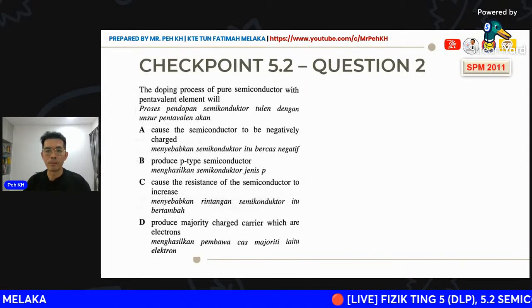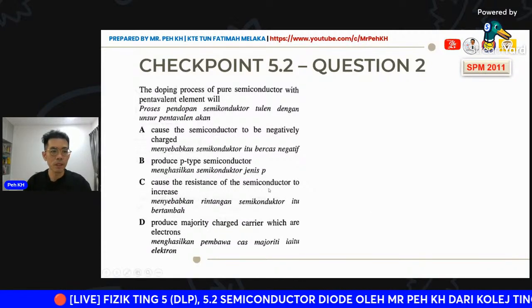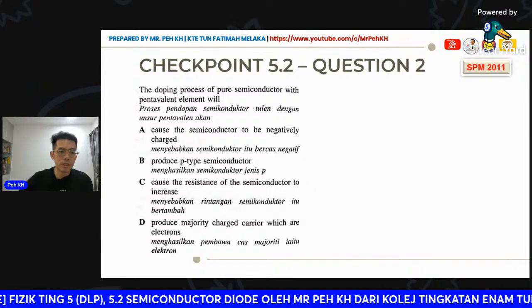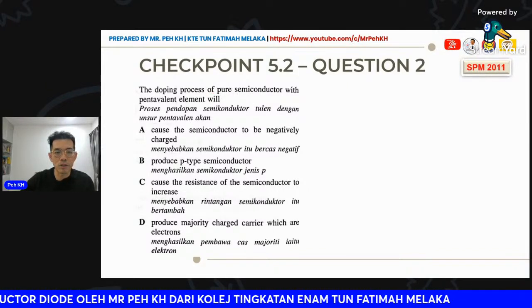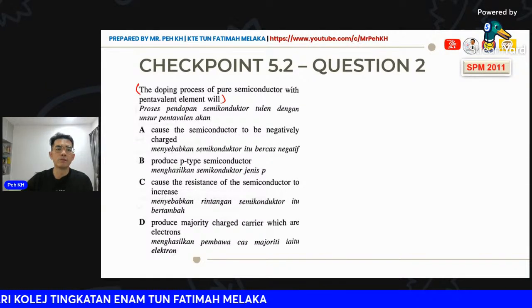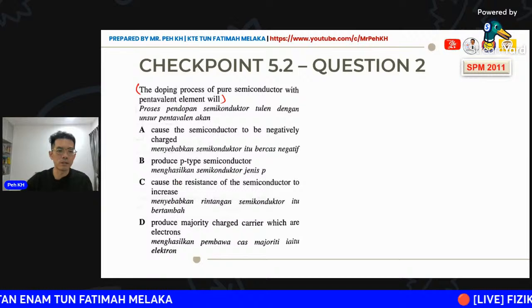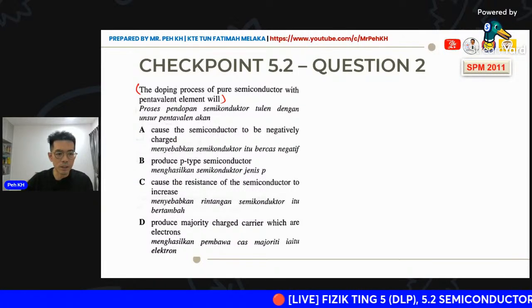Okay, so for question number 2, you may also share your answer together with me here in the chat room. Let us read the question first. The doping process of pure semiconductor with pentavalent atoms will. Okay, so here we have the options. Cause the semiconductor to be negatively charged, produce p-type semiconductor.